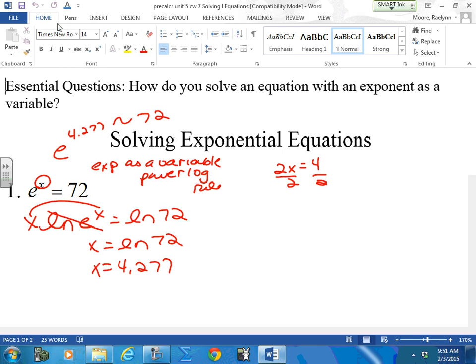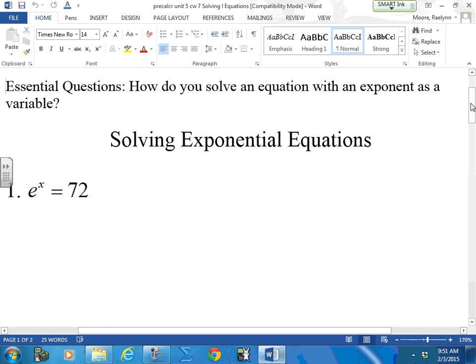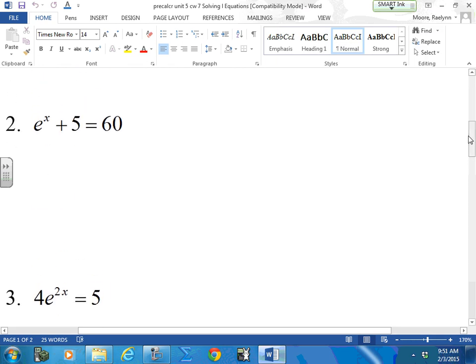I want to hit as many as we can here in our short little time. Again, we have a variable in the exponent. We need to use your power rule. We can't use your power rule unless we have logs there. We can't put logs unless it's one term. So what you need to do is get it down to one term. Isolate this term. Subtract 5 from both sides. No different than the last one. We just need to isolate this first.